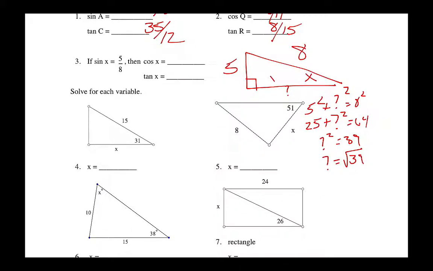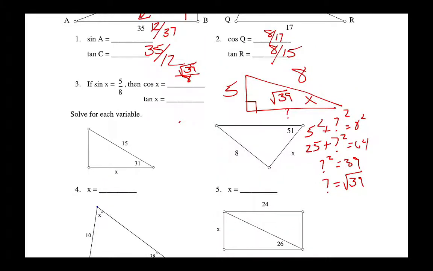So now I'm going to do the cosine and tangent just like I always do, where the cosine would be the adjacent side, that square root of 39, over the hypotenuse of 8. Nothing to reduce there or simplify down. And then the tangent of x is where I have to do a little bit more simplifying, because the tangent is going to be the opposite side 5 over the adjacent side, which is the square root of 39.